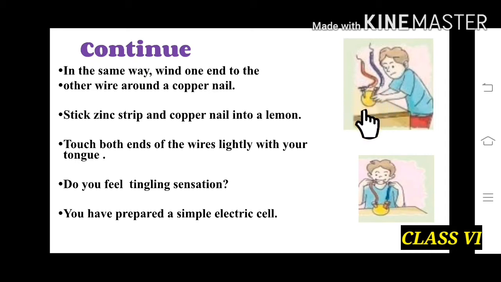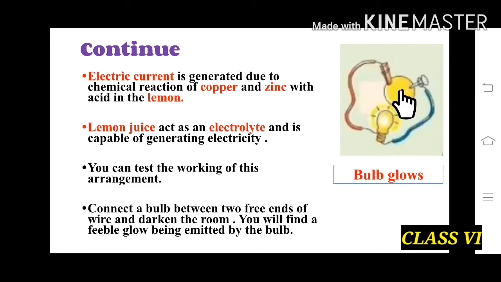Then touch both the ends of the wires lightly with your tongue. So do you feel a tingling sensation? Yes. And you have prepared a simple electric cell. In this picture you can see electric current is generated due to the chemical reaction of copper and zinc with acid in the lemon. And lemon juice acts as an electrolyte, and because of it, it is capable of generating electricity.